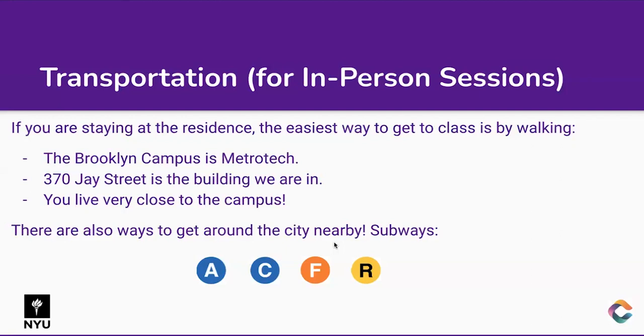Transportation for in-person sessions. If you're staying at the residence, the easiest way to get to class is by walking. The Brooklyn campus is MetroTech. 370 J Street is the building we are in. You can look it up on the map. They are like a block away. It is very close.